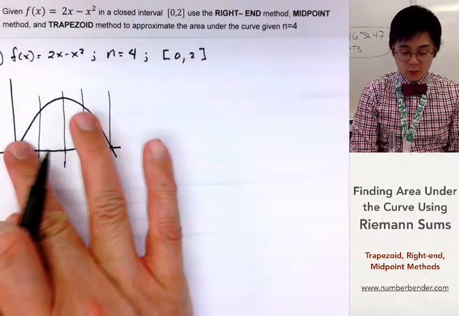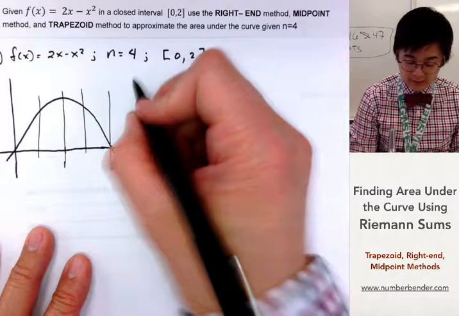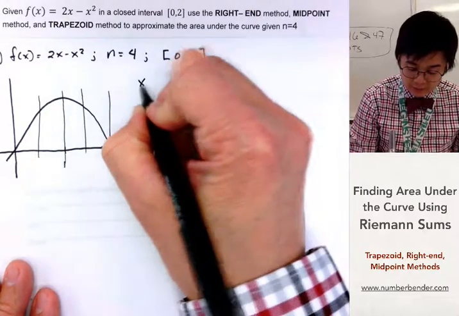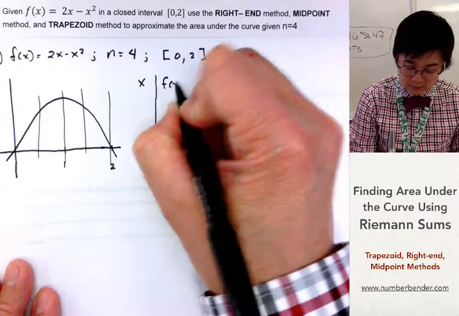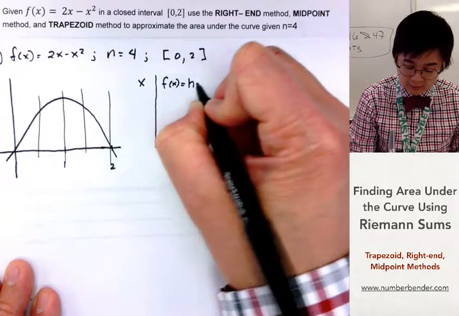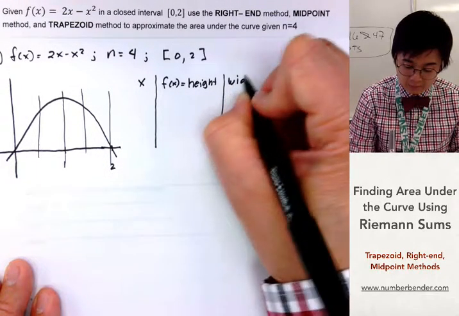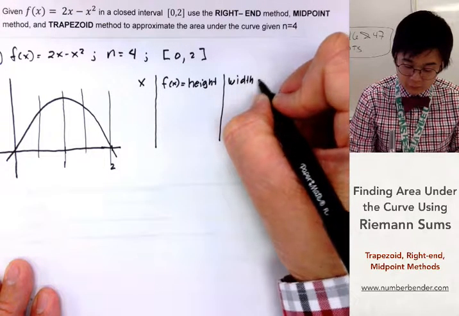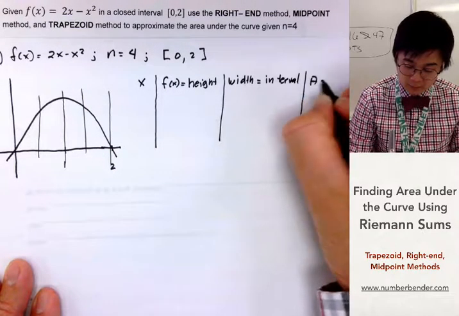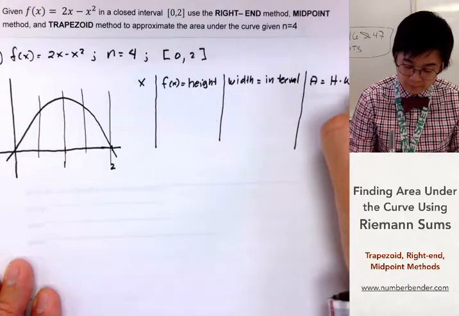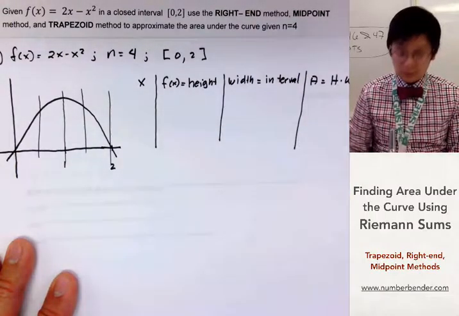So, since meron na tayong 1, 2, 3, 4 na estimated rectangles, let's go ahead and draw the curve. So, una muna yung x value natin, kailangan natin. Kailangan din natin yung f of x, which is yung magiging height nung ating rectangle. At yung ating width, which is yung interval. And then yung area, which is height times width. So, ito yung table natin at i-fill out natin yung table na to gamit ang graphing calculator.